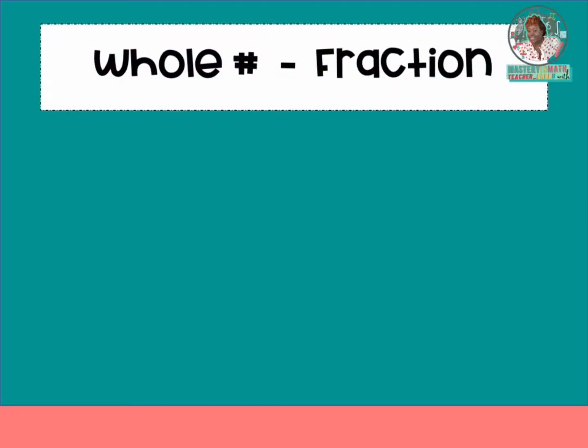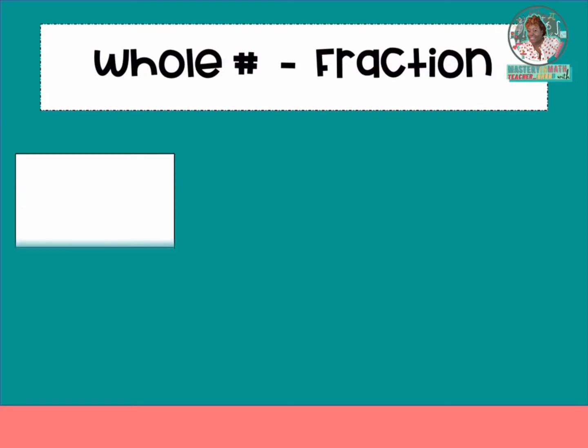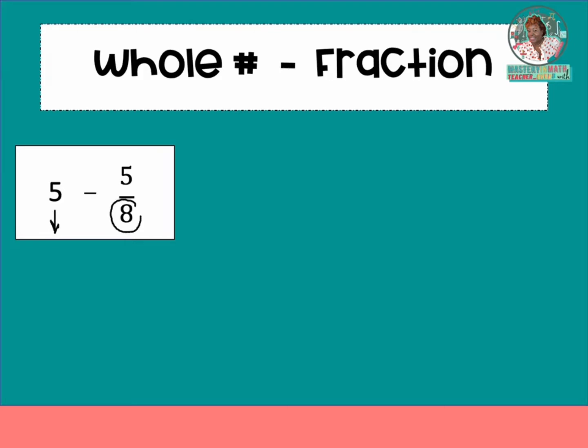We're still doing whole number minus fraction. Our whole number is 5 and our fraction is 5/8. And you can either change your whole number right away by looking at how you can expand it. And being that our denominator is 8, you know that you can rewrite 5 as 8 eighths 5 times.